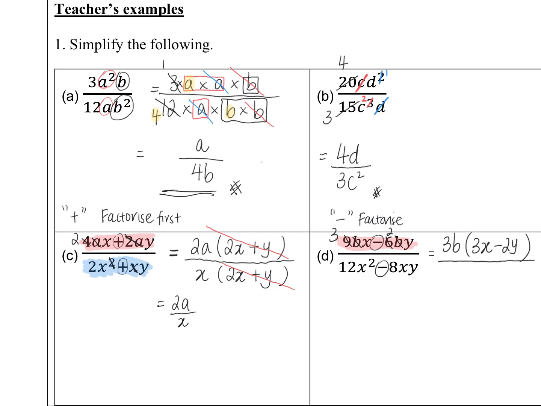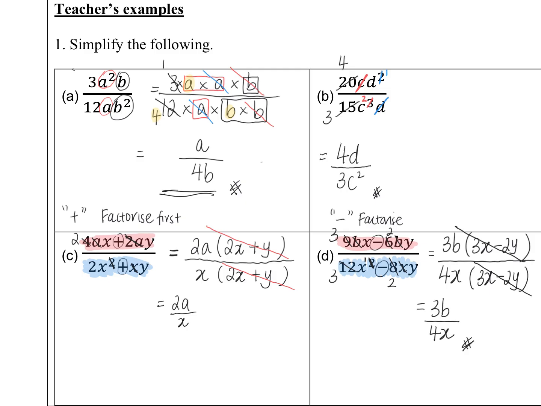Okay, repeat the same step for denominator. What do they share in common? 4x. So let's take out 4, left 3. Take out 1x, only left with that 1x. So I have 3x here. Take out 4, left 2. Take out the x, left minus 2y. Can you see that you have a group of terms that are the same again? Take out the whole group. So final answer is 3b over 4x.